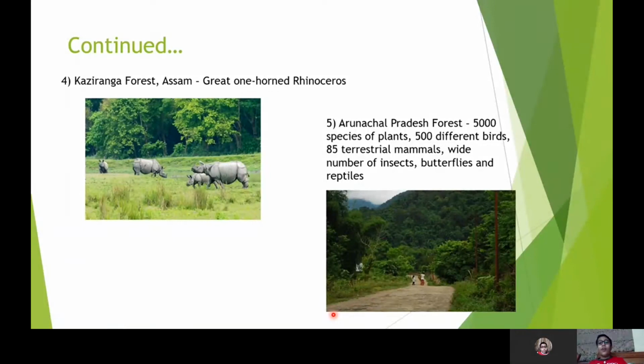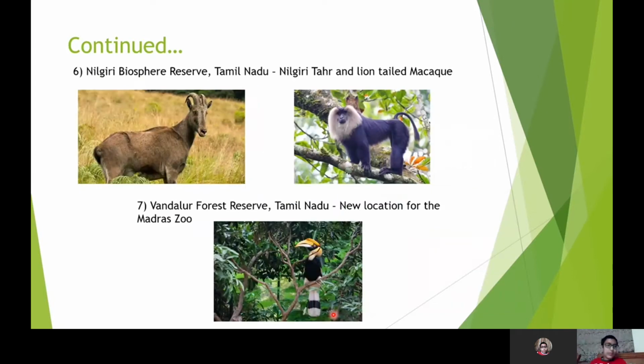Arunachal Pradesh forest, known for 5,000 species of plants, 500 different birds, 85 terrestrial mammals, a wide number of insects, butterflies and reptiles. Nilgiri Biosphere Reserve in Tamil Nadu, known for the Nilgiri tahr and lion-tailed macaque. Vandalur Forest Reserve in Tamil Nadu, known as the new location for the Madras Zoo.